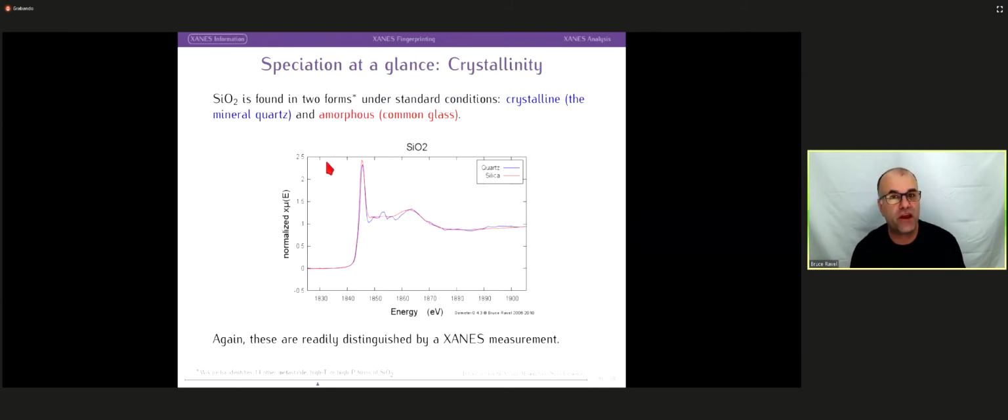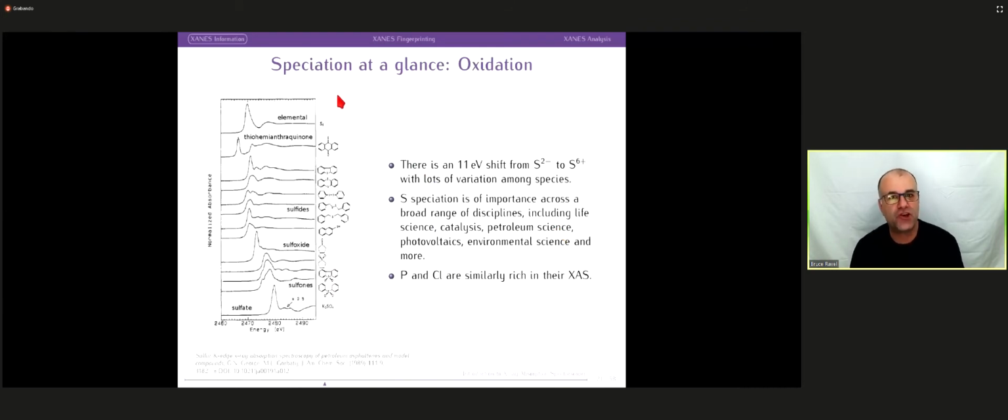Another form of speciation you can do at a glance. Now, this is a little bit silly. I'm telling you how to tell the difference between silicon dioxide in its crystalline form, that is quartz, versus its amorphous form, glass, like what's in the window of the room that you might be sitting in. And you can see that there are differences in the XAS spectra. Now, of course, you can tell those two things apart with diffraction, probably easier, but you can see the difference between amorphous and crystalline materials in an XAS spectrum as well.